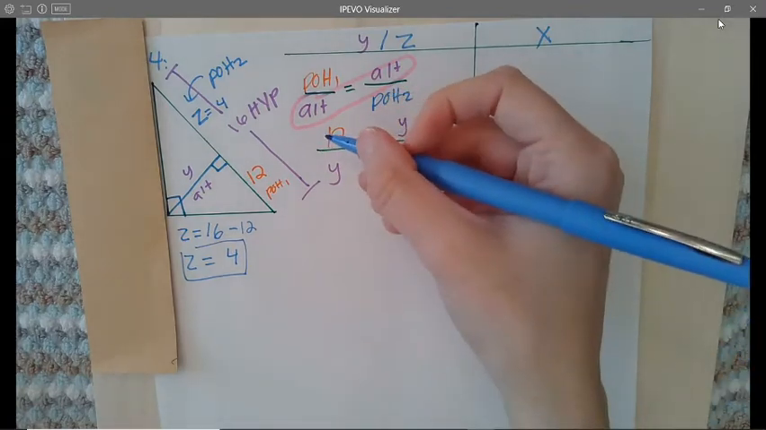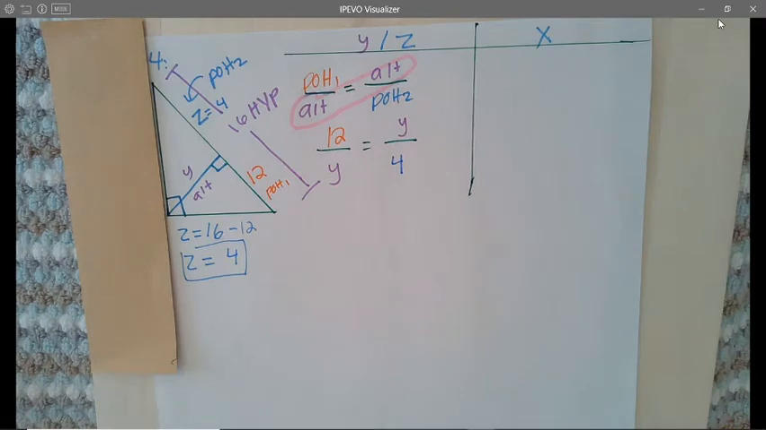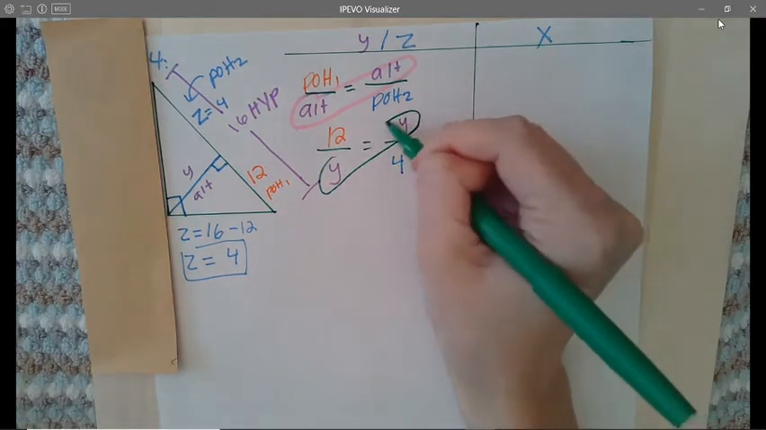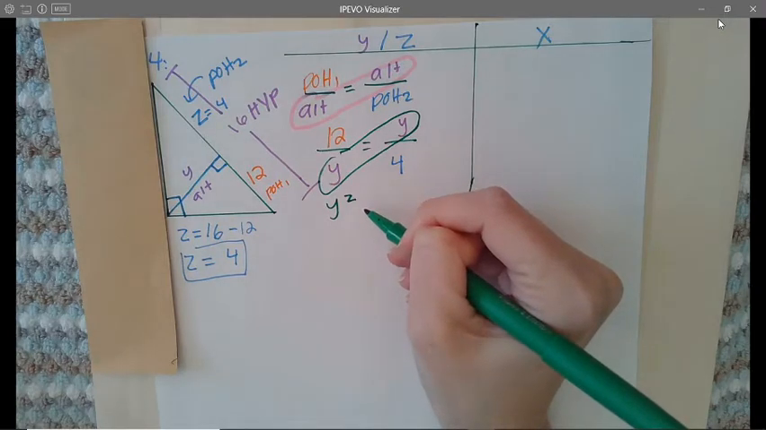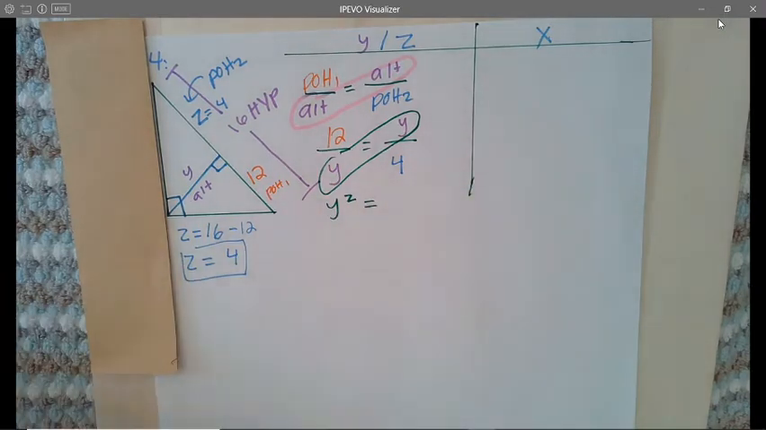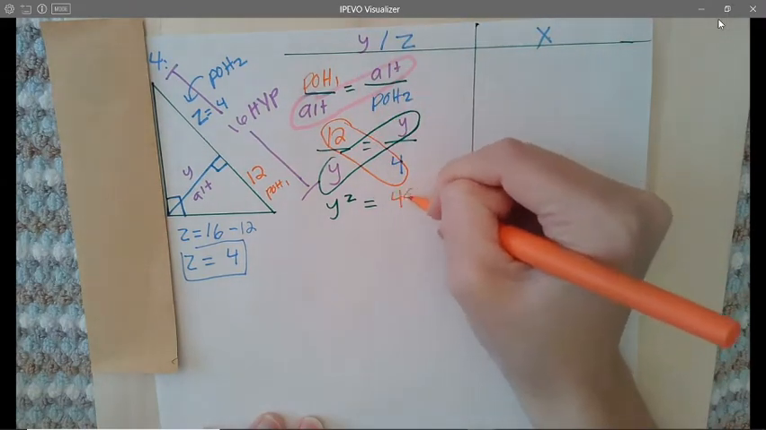Now I know my second piece of the hypotenuse is 4. And guess what? From here, you just solve. Let's do it. I'm going to cross-multiply this way first. y times y is y squared, and that will equal the other way, 12 times 4, which is 48.